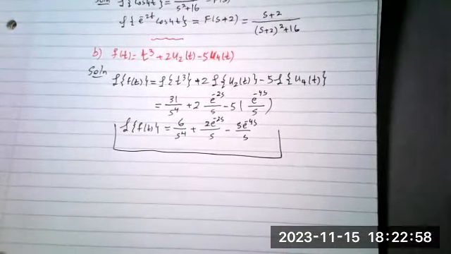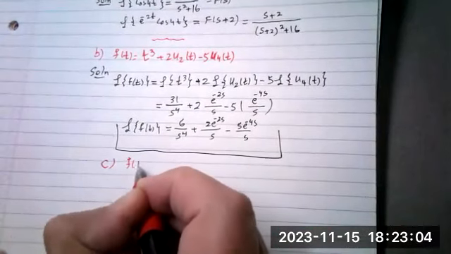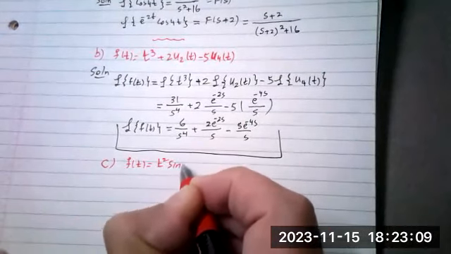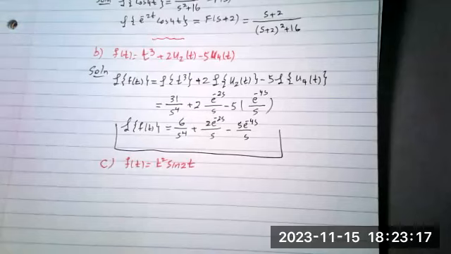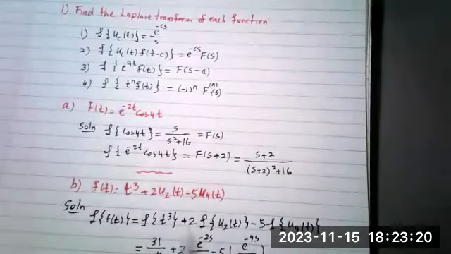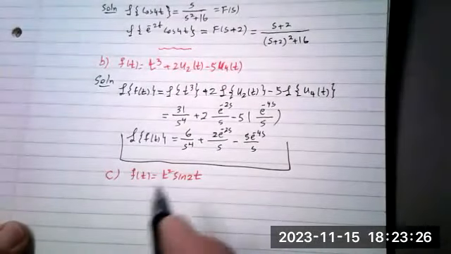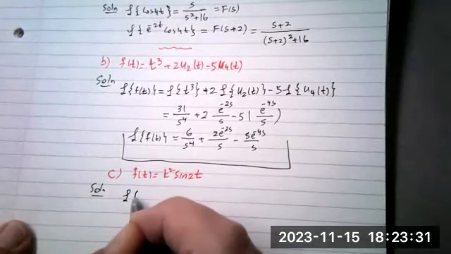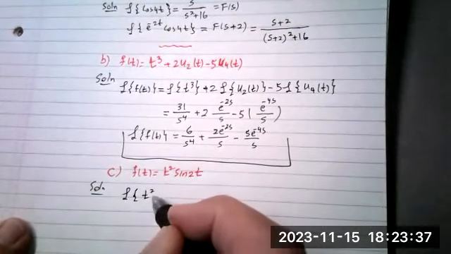Part C is with a t. Part C, the function is f of t equal to t squared sine of 2t. We have the power of t, so you have to use the derivative this time. Okay, you have to use this formula, t to the n f of t. So remind ourselves of the formula that we are going to use for the solution. We know the Laplace of t squared times whatever function, not this f of t, I'm going to call it g of t.